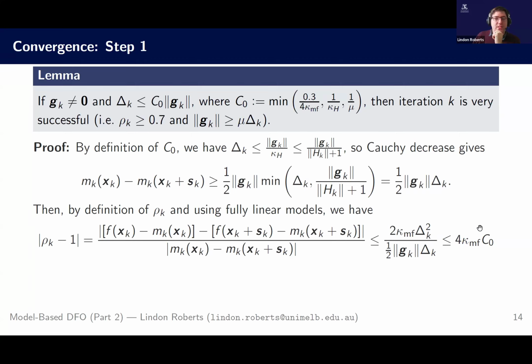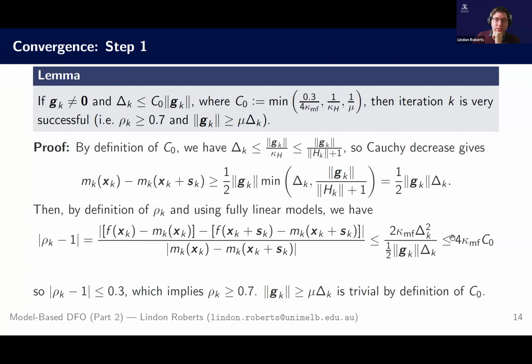And we chose C0 to be small. In particular, we chose C0 so that 4 times kappa times C0 is less than 0.3. That's where this constant comes from. That's how it gets solved. So that means that rho k is close to 1. Specifically, it's no more than 0.3 away from 1, which means it's at least 0.7, which is our success criteria. The last part, that the criticality step is satisfied, comes from the fact that we've got a 1 over mu here in the definition of C0. So that's straightforward. But this is the key idea. If delta gets small, then we're guaranteed success. And you can imagine how this translates into the derivative-based case as well. This is following the basic idea that as you shrink delta, your model is accurate. So decreasing the model decreases the function.